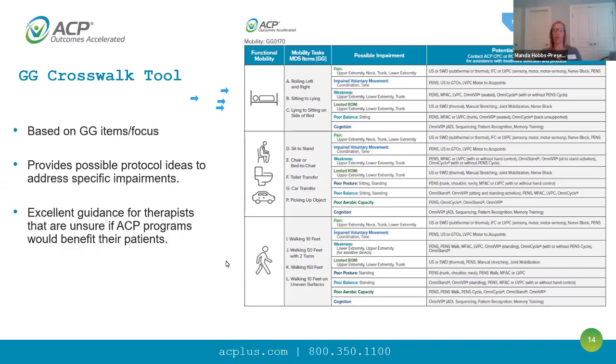Ultrasound or e-stim might be helpful for strengthening. Sometimes it might say something specific like a PENS, but it's not going to give you the location or the frequency or any of that type of stuff. If you need further guidance on more details on a placement or that kind of thing, that's where you would need to reach out to your CPC and discuss more specifics about the individual patient. But these can be an excellent guidance for the therapists that are unsure if programming, technology, or anything would benefit their patients. They can take a look at this. And this is, I think, a 4 or 6 page document in total.